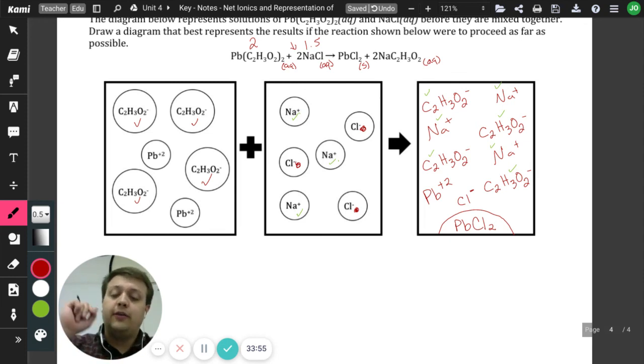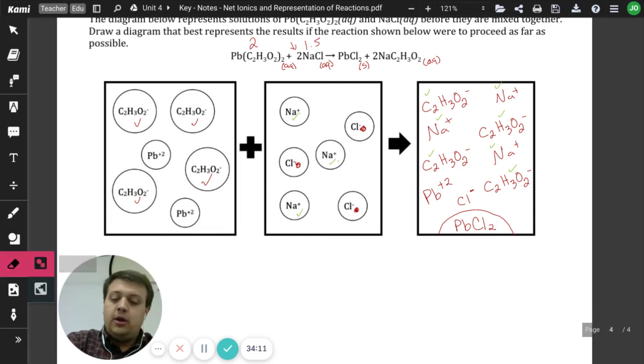Okay, then I come back over here and check my lead. I had 2 of them. I used 1 of them because I only made 1 of that lead chloride. And so I was left with 1 additional lead. So I would put that lead as an ion in my final beaker. Okay, all right. So hopefully that helps.